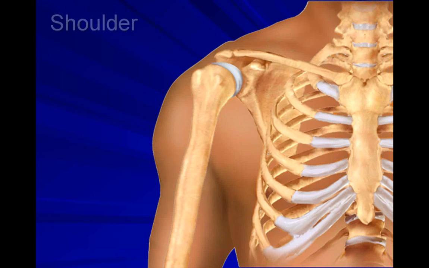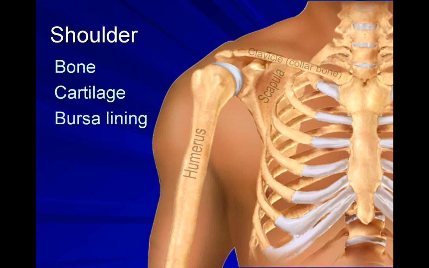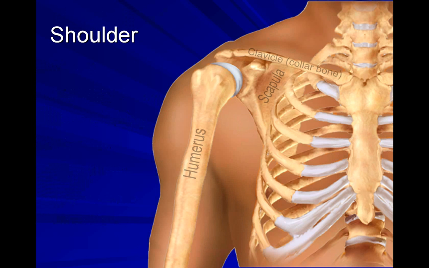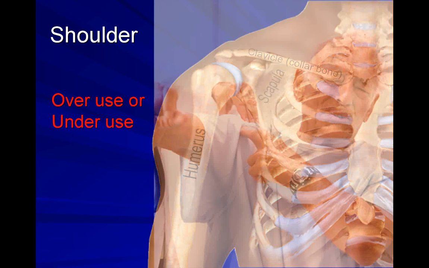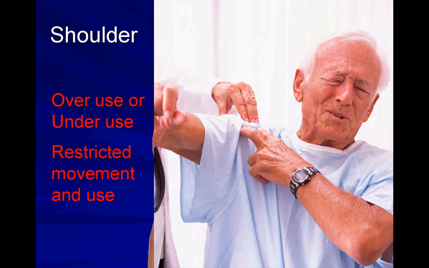The shoulder is a complex collection of bone, cartilage, bursa lining, nerves, tendons, ligaments, and muscles. Because the shoulder is so flexible, it is also somewhat fragile and susceptible to wear and tear and injury. Overuse or underuse of the shoulder can as well trigger the onset of painful conditions that will, if untreated, lead to restricted movement and use of the shoulder.